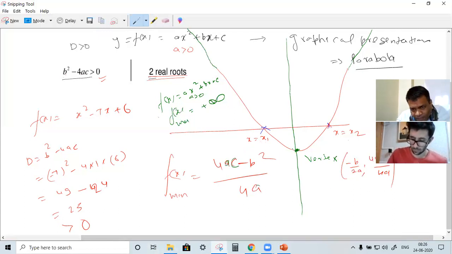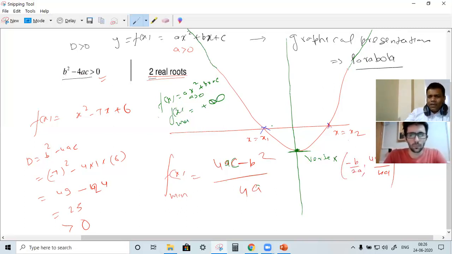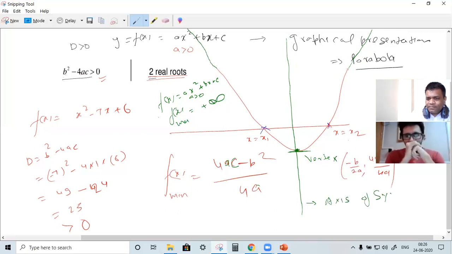Because from here it is taking a U-turn. So the lowest value of the parabola is this. It's not going below that, right? And this line which divides the parabola into two symmetric parts is known as the axis of symmetry.